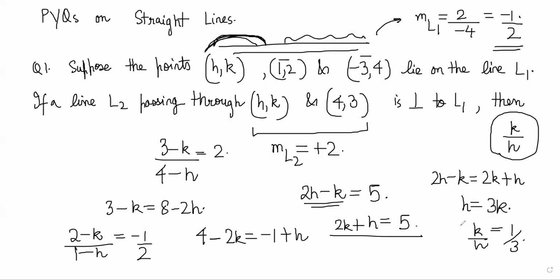So a simple relationship based on the slopes. It's not a very difficult question. Two lines are perpendicular, so the product of their slopes is minus 1. And let's move on now. This question was pretty easy.